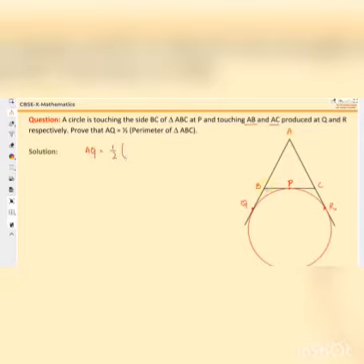So what they are asking is prove that AQ is equal to half of the perimeter. What is the perimeter of triangle ABC? That means the sum of the lengths of the sides of the triangle. So AB plus BC plus CA. So this is what they are asking. Okay, guys. So now how will you prove this?